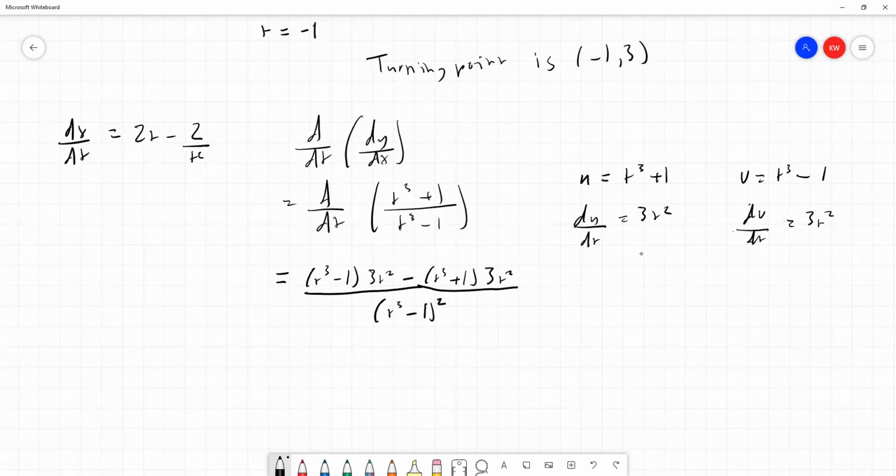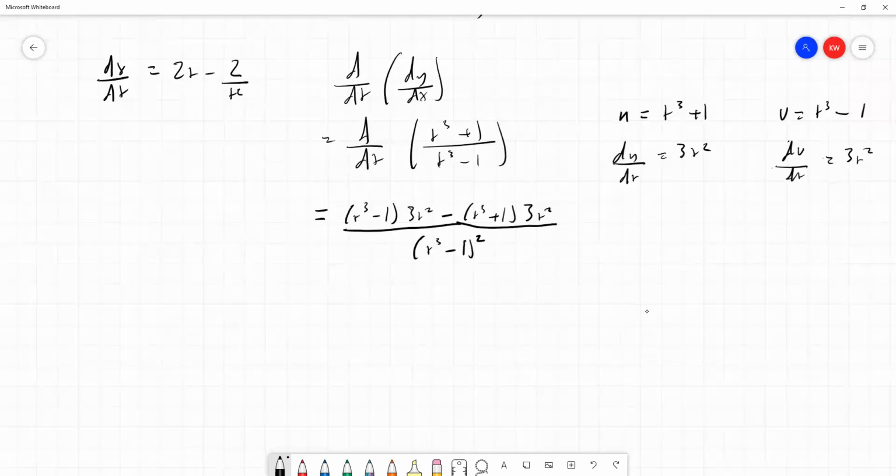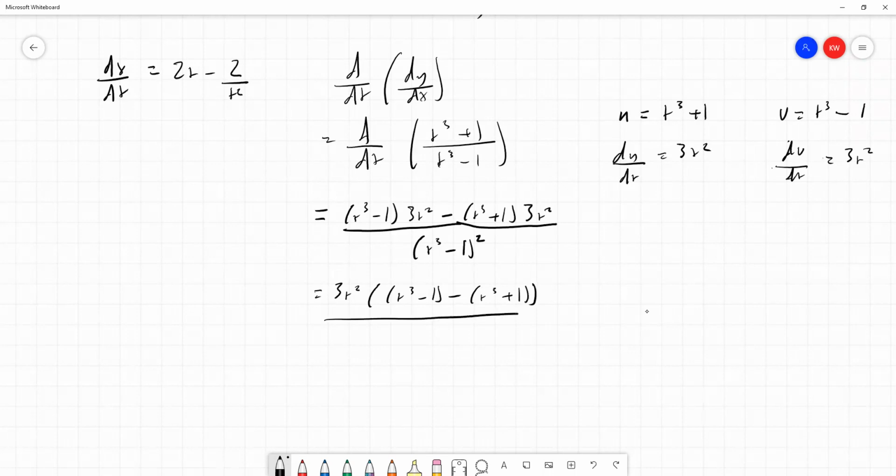I think we'll have to do a little bit of tidying up just now, and so we will. The simplest way is to first of all take a common factor of 3t squared at the top. Pretty sure we're left with t cubed minus 1 minus t cubed plus 1. Be careful with our brackets. Get this all over t cubed minus 1 squared. And if we open up those brackets inside, we have t cubed minus 1 minus t cubed.